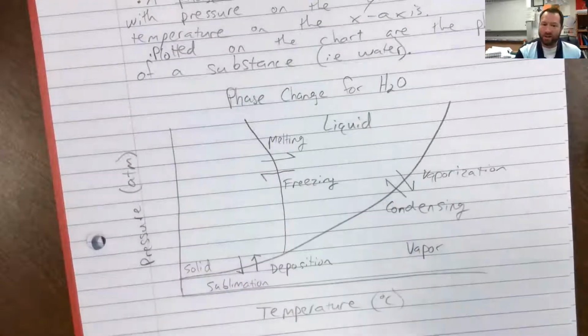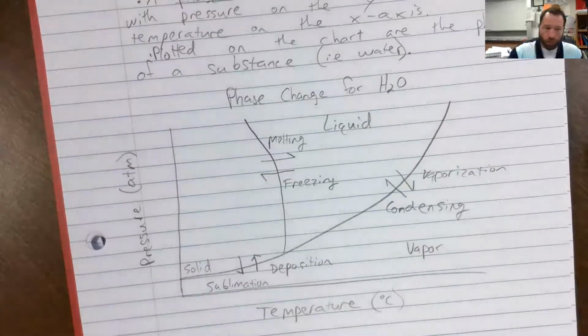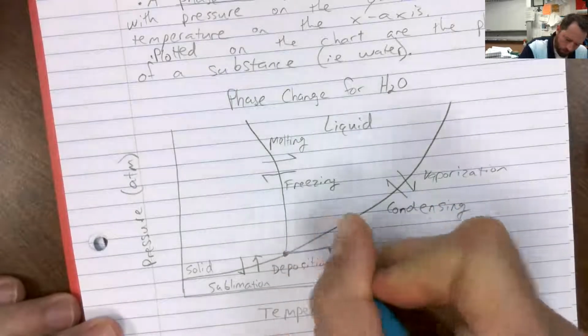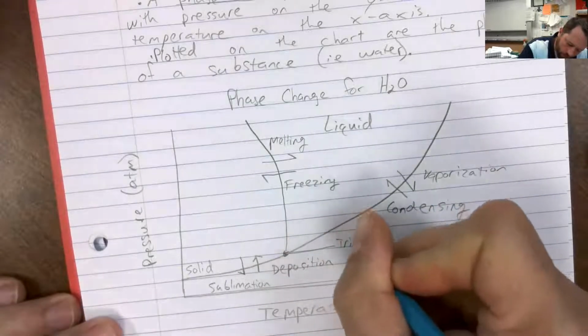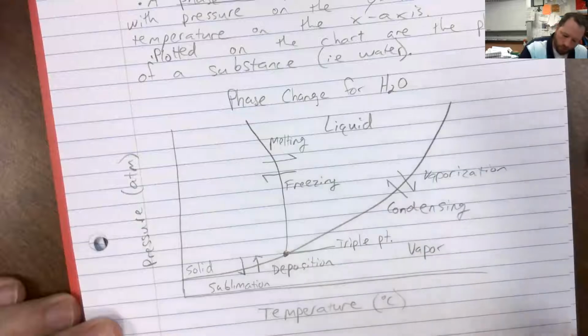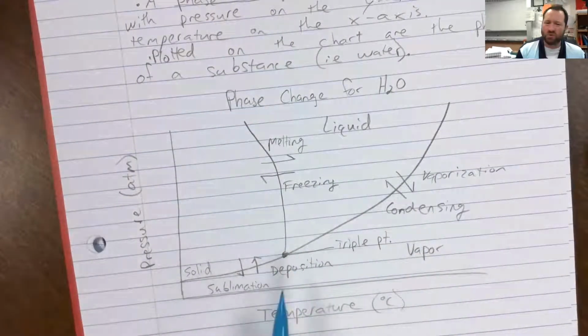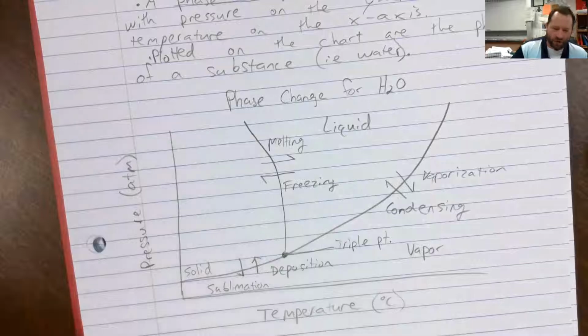So it is possible. A couple more things to add. This point right here we call the triple point. We'll talk more about that in just a second, but this point right here is called the triple point. Perhaps you can guess why. It's right there in the middle of all three phases.